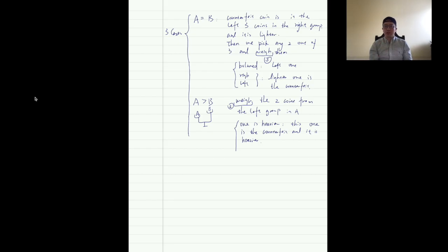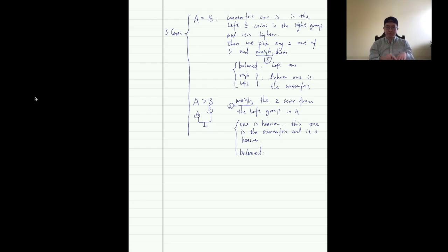Combining all this information, we can conclude that the heavier one must be a counterfeit. Okay, so this is one possibility, and the other possibility is that they're balanced, right? So if they're balanced, what can we get? If these two are balanced, those two must be regular, right?